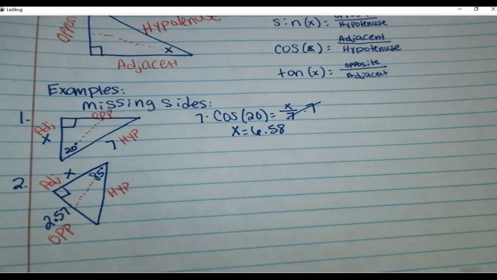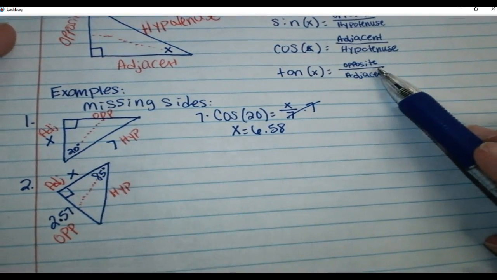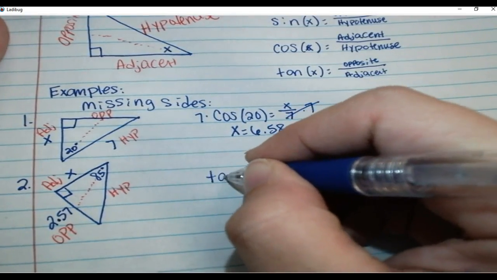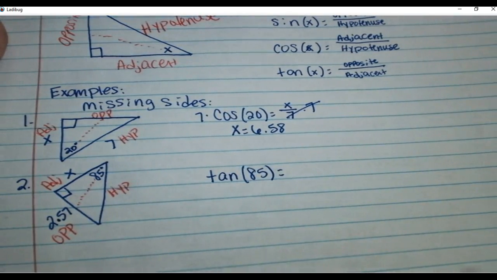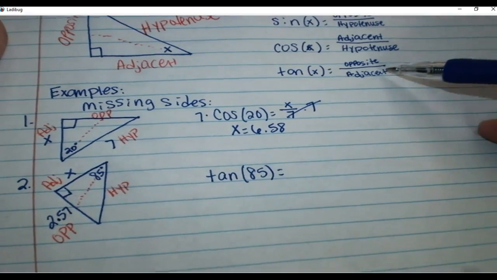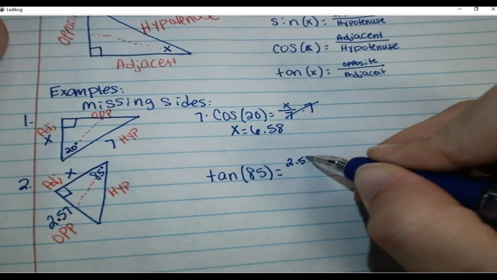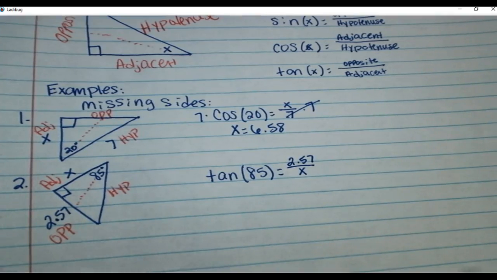So which trig function do I want to use? Tan. Good. So I know the opposite. I'm trying to find adjacent. So opposite and adjacent is tan. So we do tan of the angle. So tan of 85 equals, and then it's O over A. So 2.57 over x. Any questions setting it up?